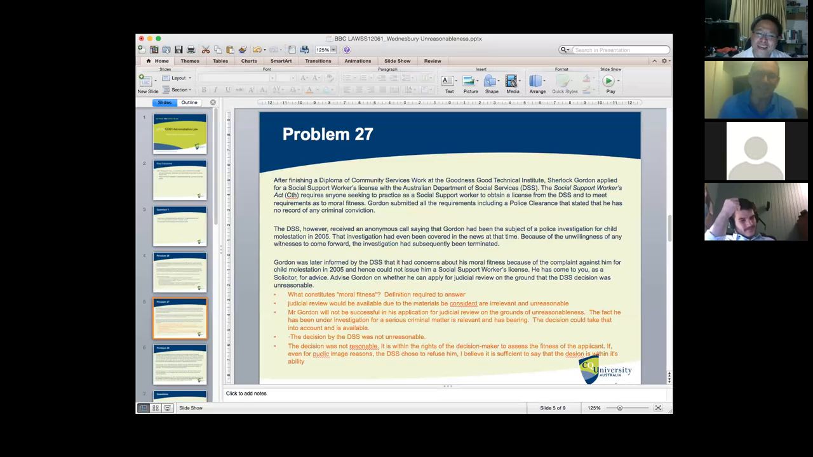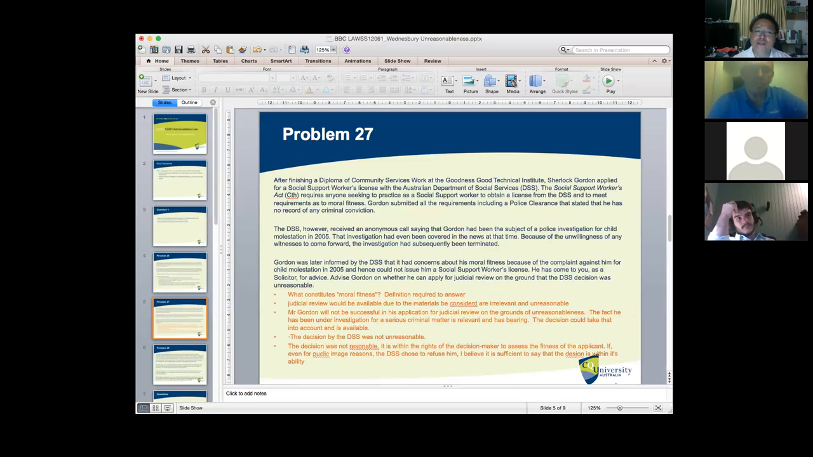So the answer is it does not meet the standard of Wednesbury unreasonableness, because it's clearly open to the decision makers to arrive at the decision that there was evidence of moral unfitness. As pointed out by Matt, even if the investigation was terminated, it doesn't mean there was no evidence. The evidence was just not sufficient to support a criminal prosecution or even a criminal conviction, but it doesn't mean there was no evidence at all.